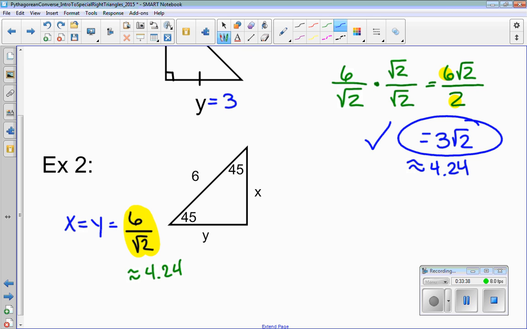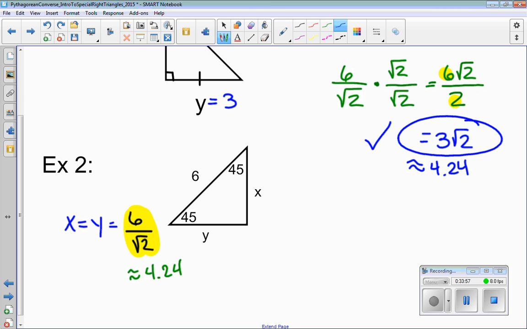Yes, Marvin? What about if you have in the bottom a value of that only? That's called a conjugate, and that's something totally different. It's above the level of this class. That would be algebra 2. Okay? But yes, you would multiply by the number, the sign in the middle would be different.